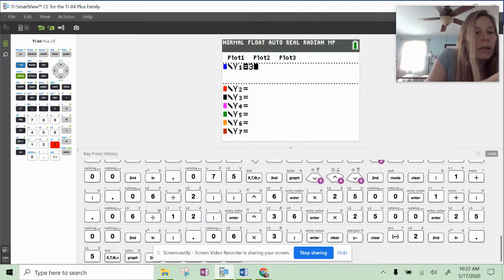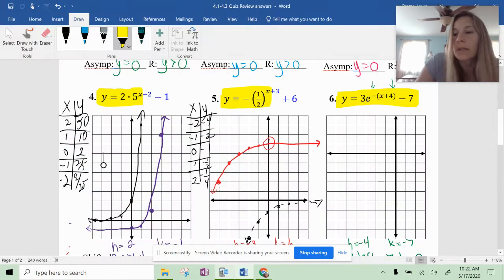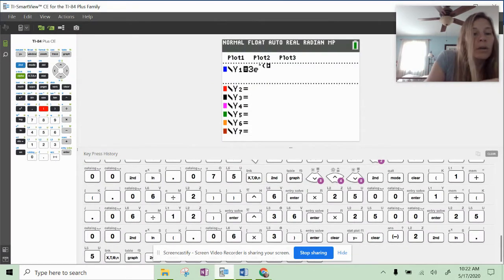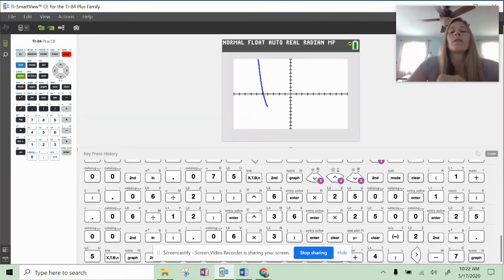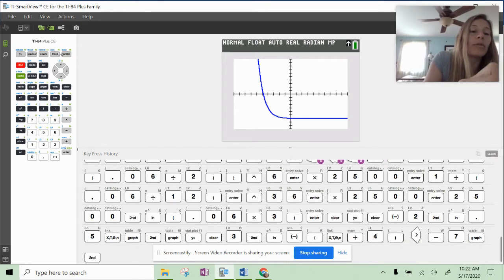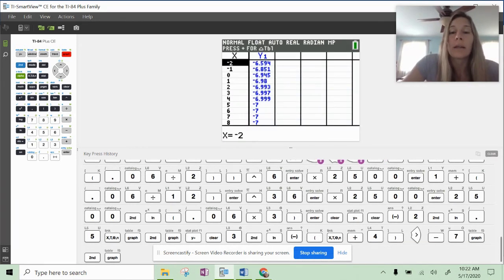So 3e raised. Now I have a negative and then a parenthesis, and then it looks like it's x plus 4. X plus 4, close the parenthesis, and then we have just that minus 7 at the end. Okay, so we can get a sneak peek of what our graph's going to look like. And then if I want to go to my table of values and get a few things off there.